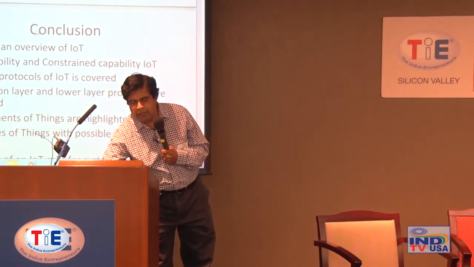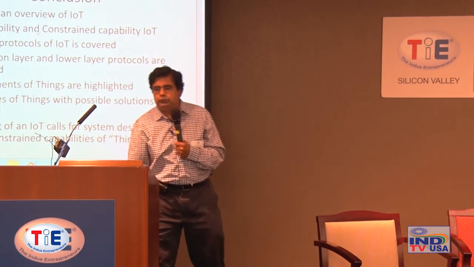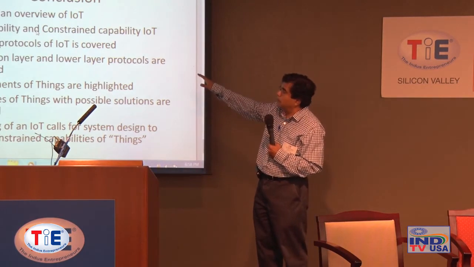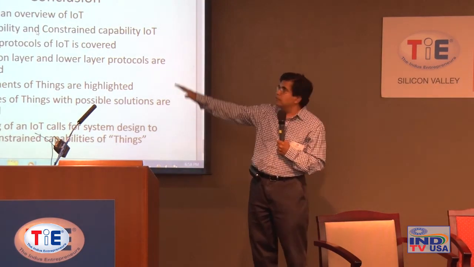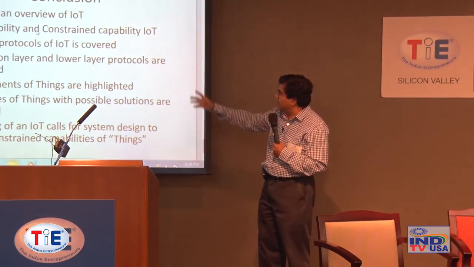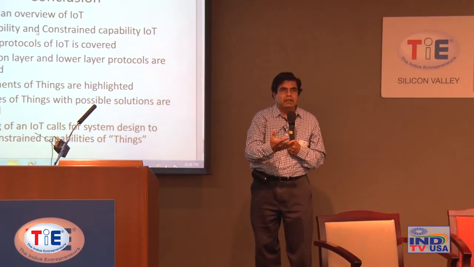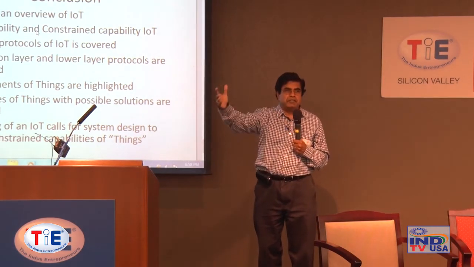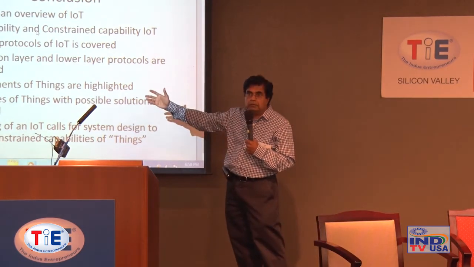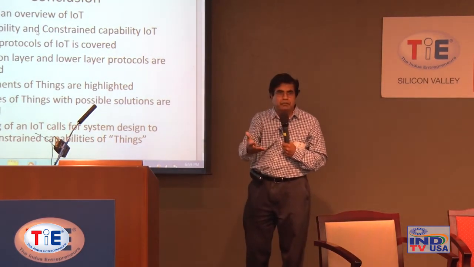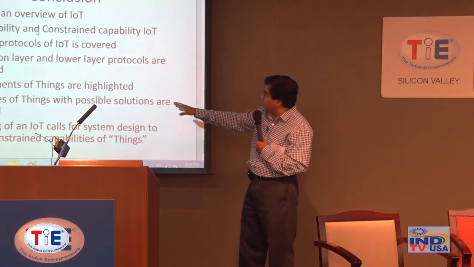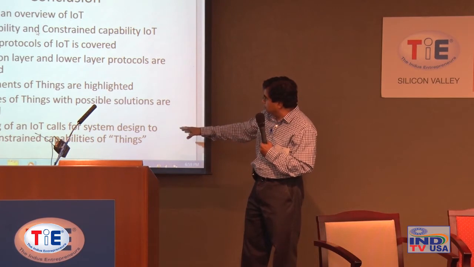And for the conclusion, we just provided an overview of what full capability and constrained capability IoT are. One of the key things is the word constrained that I want all of you to take home. That is the constrained capability. And when it is constrained, then the protocols and everything in the end-to-end system have to be designed for the constrained one. Of course, you can say, I don't have a server to do that. That's a different thing. So the application layer and lower layer protocols are compared.